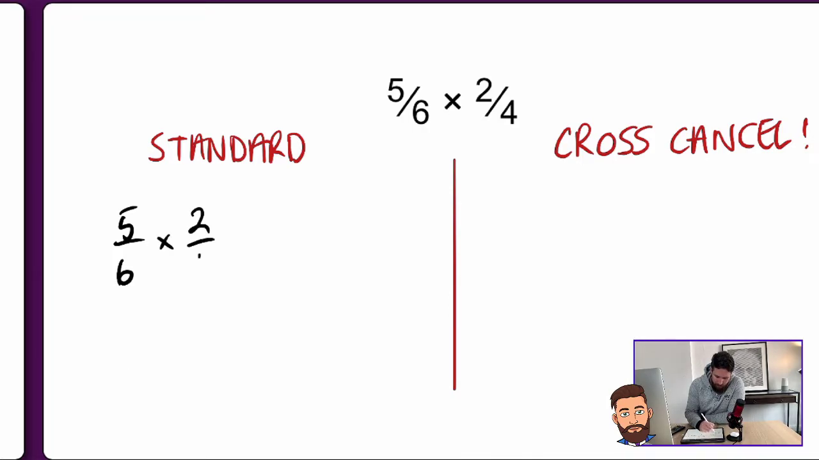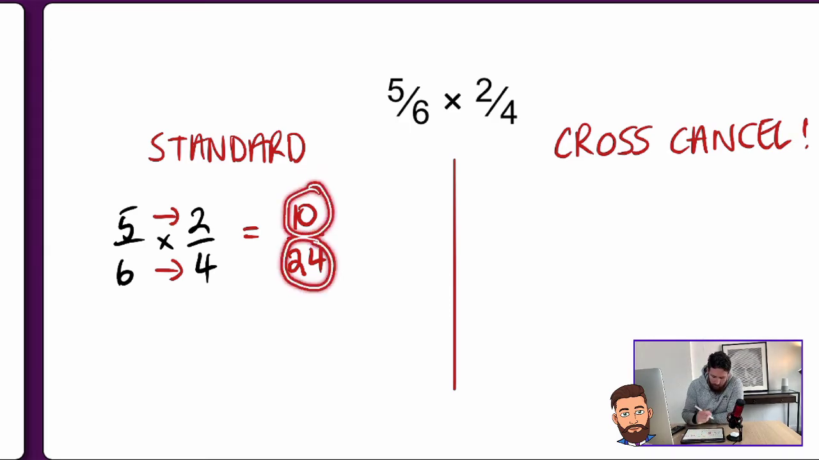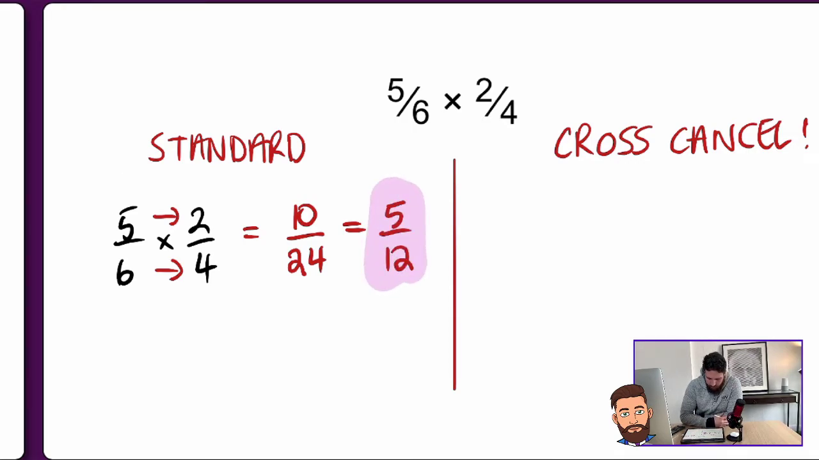we've got 5/6 times by 2/4, which means we would do 5 times 2 is 10 and 6 times 4 is 24. Remember, we always need to try and simplify fractions. What number goes into 10 and what number goes into 24? The biggest number preferably, 2. 2 goes in 10 5 times, 2 goes into 24 12 times. So the answer to this question should have been 5 over 12.